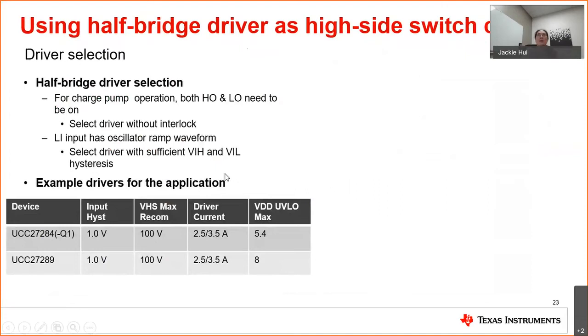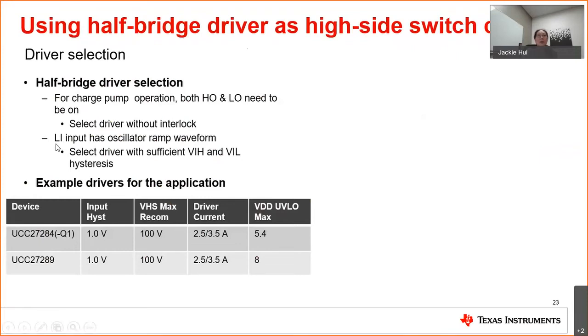As I mentioned earlier, this external charge pump circuit works with any half-bridge driver you can pair it with. However, keep in mind that the charge pump operation requires, for some period of time, both the high side and the low side to be turned on at the same time. This means you want to use a driver without an interlock. Otherwise, it will not work.